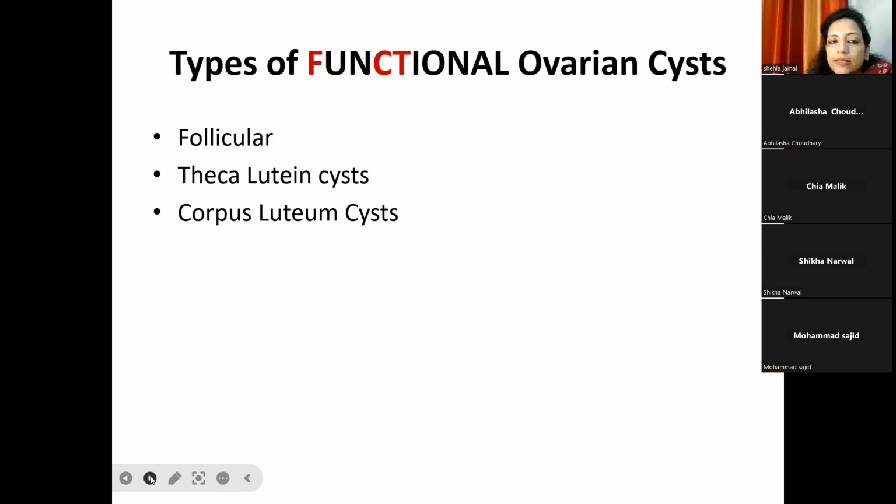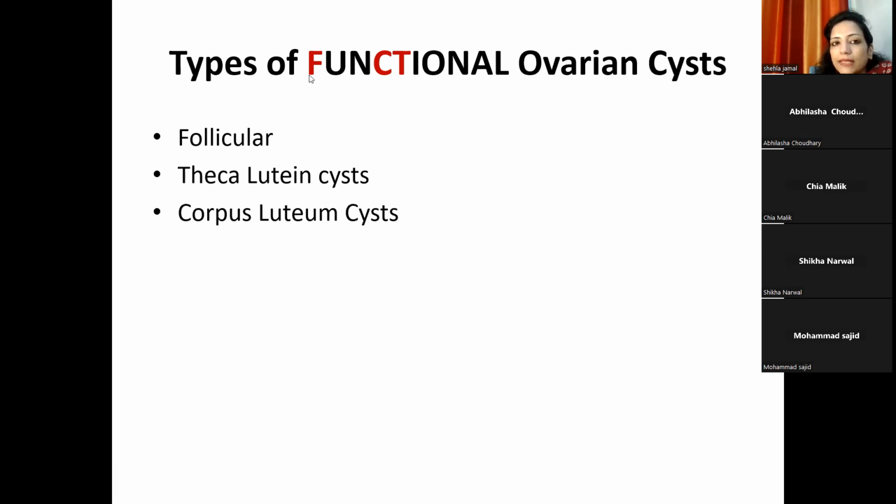So to understand what are the types of functional ovarian cyst, there are 3 types of functional ovarian cyst. One is follicular, second is theca lutein, and third is corpus luteum. So functional में ही तीनों को याद करने का एक मतलब छोटा सा trick I have formed this. We can remember F for follicle, C for corpus luteum, and T for theca lutein.